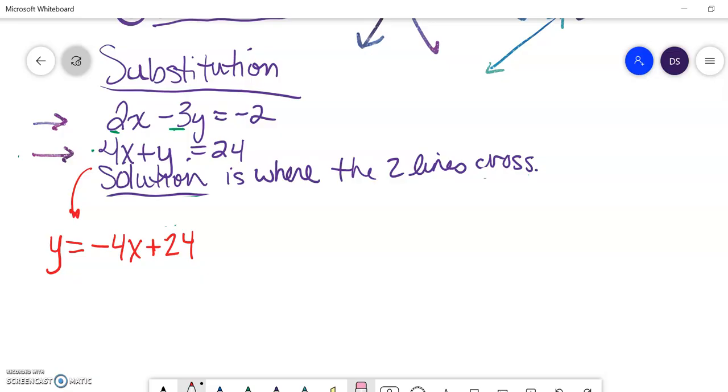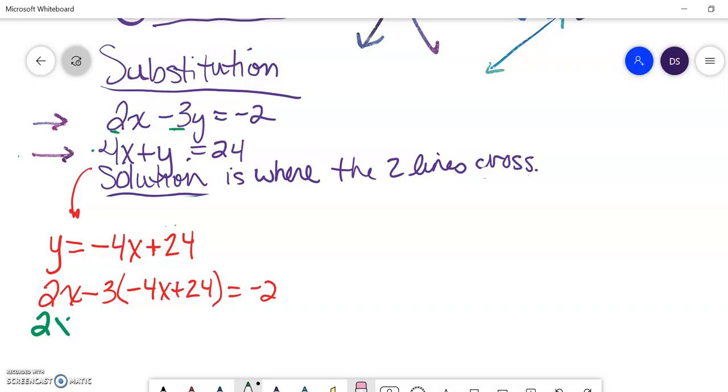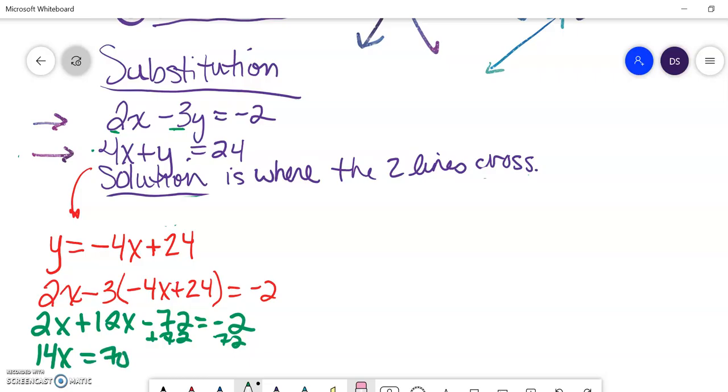Now I'm going to take this equation and substitute it into the top equation and replace the y with negative 4x plus 24. Let's solve that. So 2x plus 12x minus 72 equals negative 2. That becomes 14x. Adding 72 becomes 70. And dividing by 14 gives us an x value of 5.